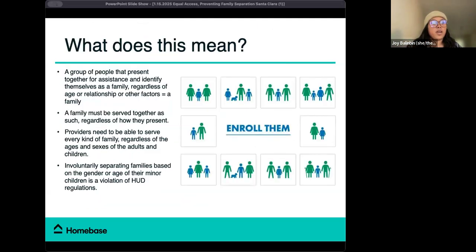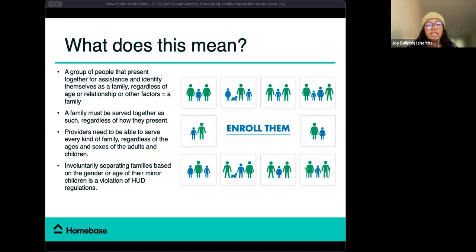So just a little bit more in terms of family separation and family definition. Family is family basically regardless of any marital status or any perceived sexual orientation or gender expression. This means that any group of persons presenting for assistance together with or without children, doesn't matter their age or their relationship status, if they're presenting as a family, they must be considered and served as a family.